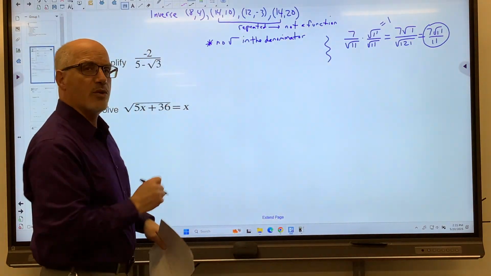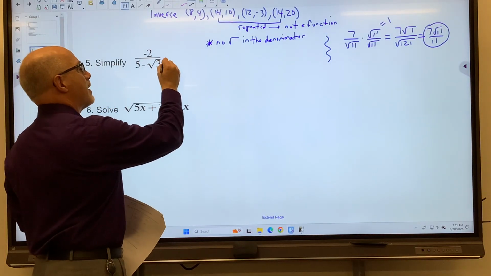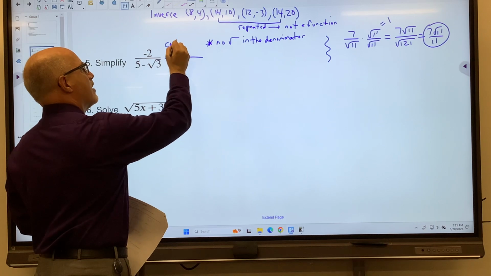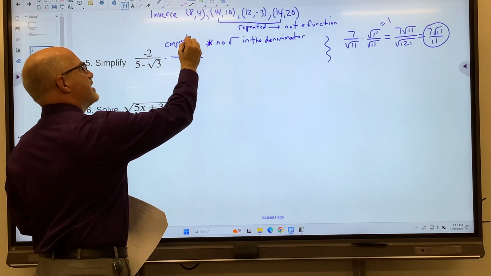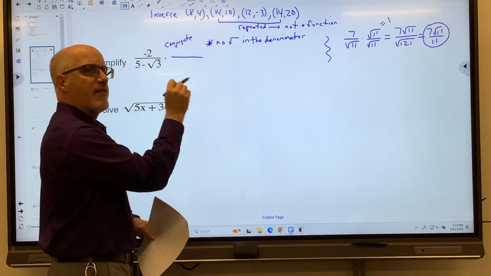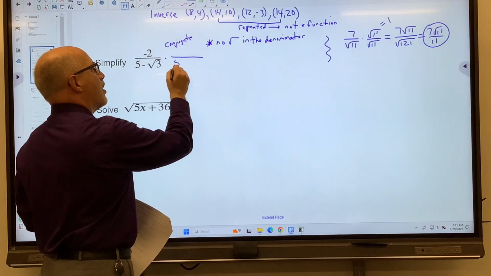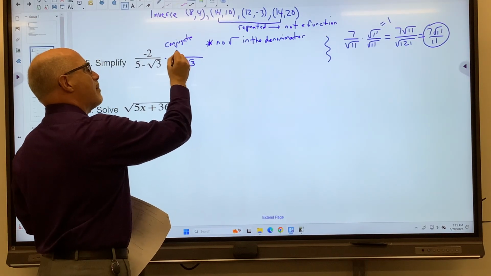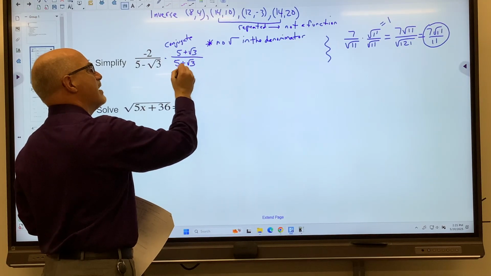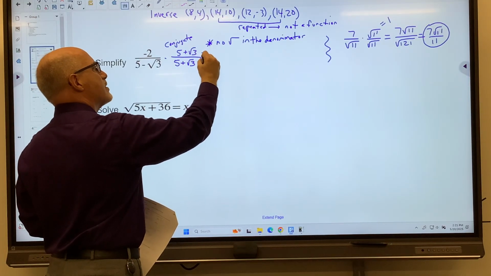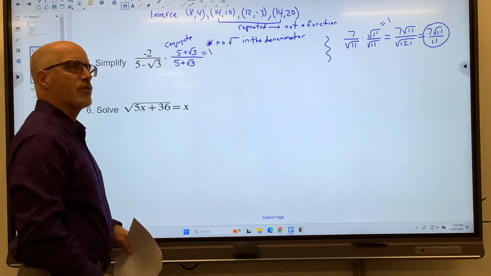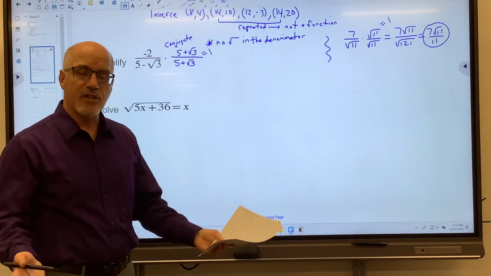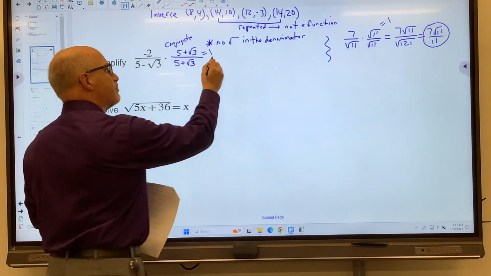But when you have 2 terms, you have to multiply by what's called the conjugate. So I'll put that word here, conjugate of the denominator. If this is 5 minus the square root of 3, I'll multiply by 5 plus the square root of 3. And I do it top and bottom because you have to have this equal to 1. Notice that that fraction equals 1. So if I multiply by 1, it doesn't change the value, it's just going to change the form.